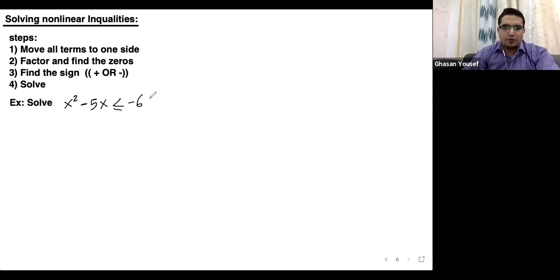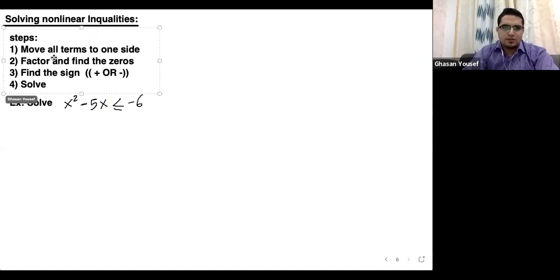This is correct. If we look at the variables inside this inequality, I see x squared minus 5x less than or equal to minus 6. The highest power raised to the variable, if I check term by term, is 2. So this is the highest power in this inequality, which means it is a non-linear inequality. So let's do the steps.